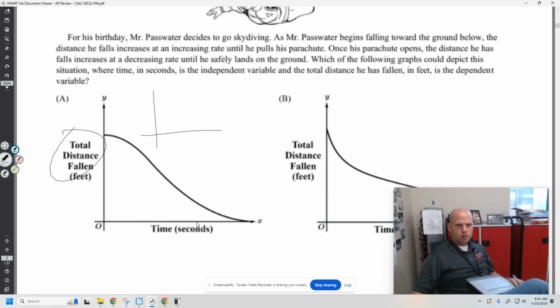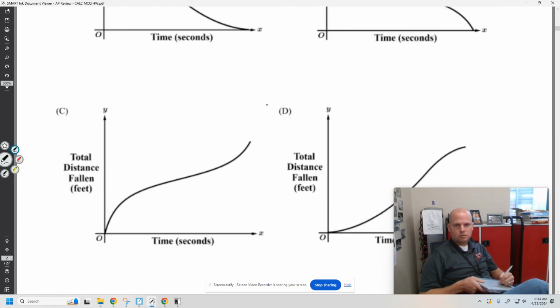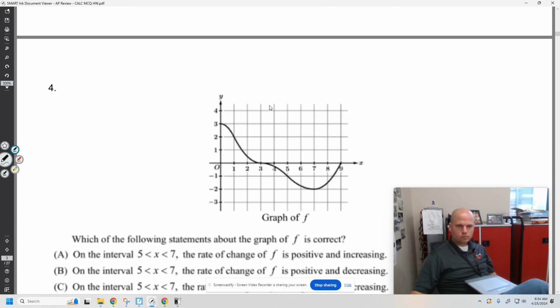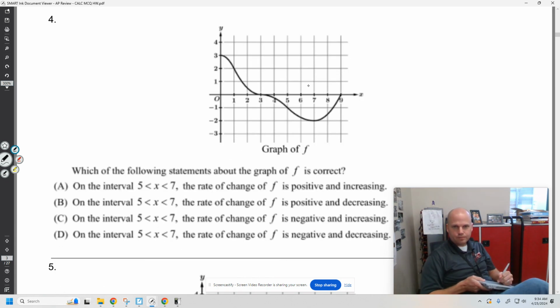This increases at an increasing rate, increases at a decreasing rate. Five to 7. Here it is, guys. Here's what I see. The graph is decreasing concave down, decreasing concave up, decreasing concave down. It looks like the graph of f is decreasing concave up. What does that mean about the rates?